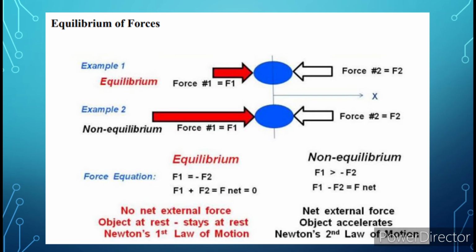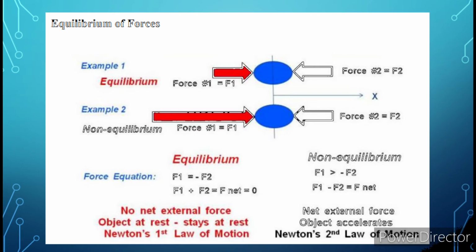In example 2, we have increased the magnitude of force 1 so that it is much greater than force 2. The forces are no longer in equilibrium. The force equation remains the same, but the net force is not equal to 0, and the magnitude of the net force is such that F1 is bigger than negative F2. Because there is a net force in example 2, the forces are not in equilibrium.